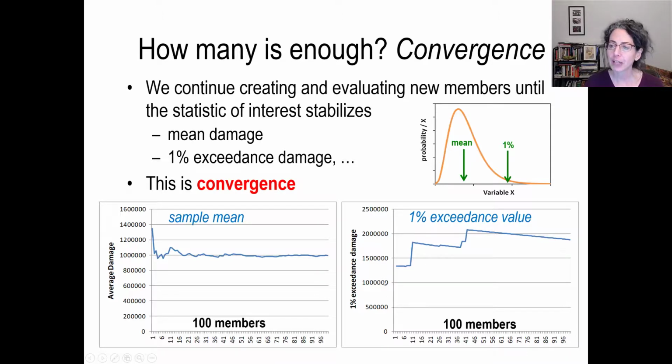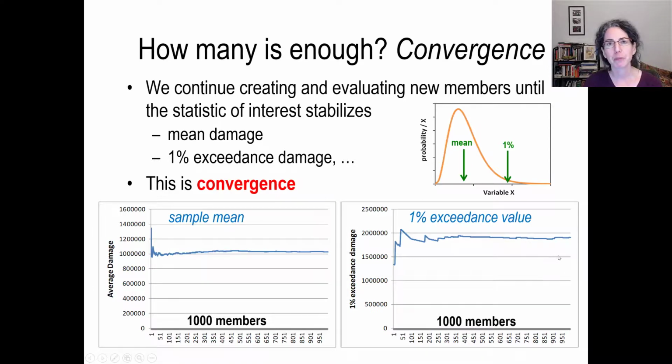And note this vertical axis is not the same here and here. This sample mean is going to appear down here on this figure. So for the 1% exceedance value, clearly we need a larger sample. So let's extend that out to 1,000 members. Right? Now my 1% exceedance value is starting to stabilize, right? So for the metric of a value out in the tails, I'm going to need a much larger sample than if I was only interested in the mean.